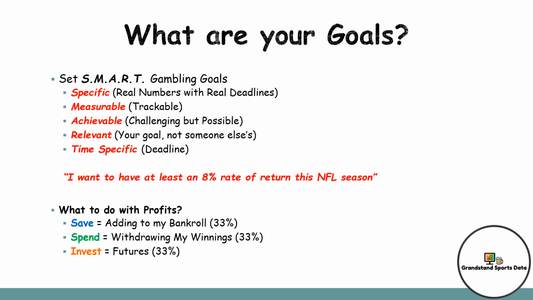And by smart, we don't just mean intelligent, that should already be assumed. Smart means specific, measurable, achievable, relevant, and time specific. I want to have at least 8% return on the NFL this season. Is that specific? Yeah, there's a real number there with a real deadline. Is it measurable? Yes, as long as you keep track of your rate of return over the season.